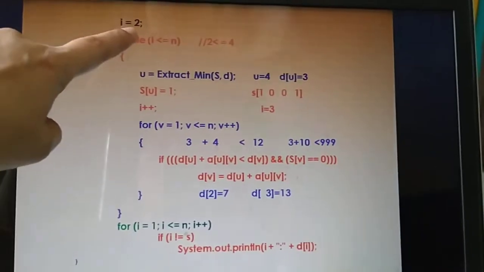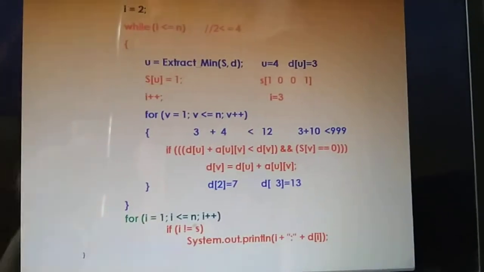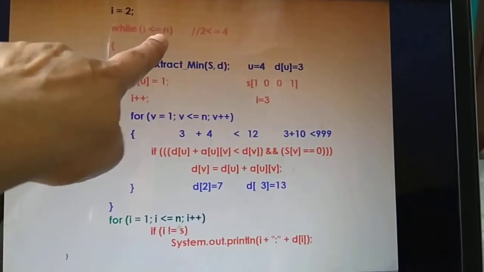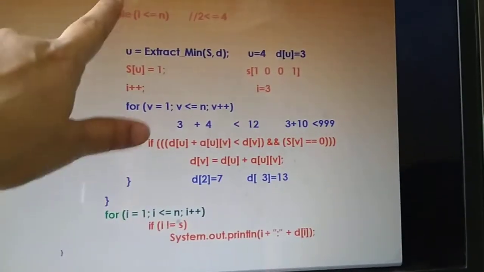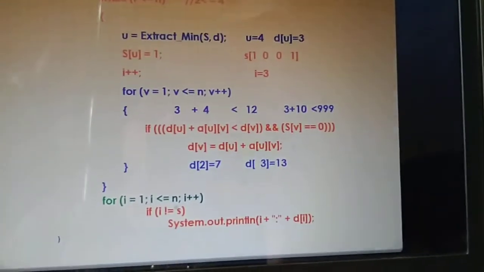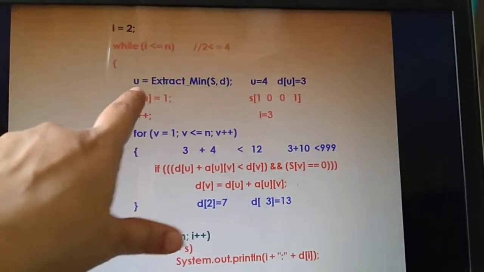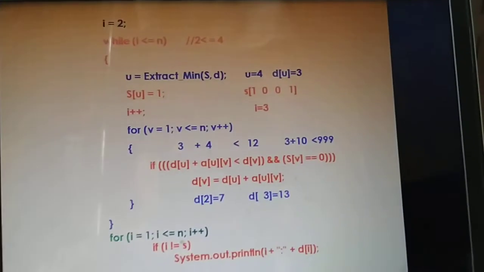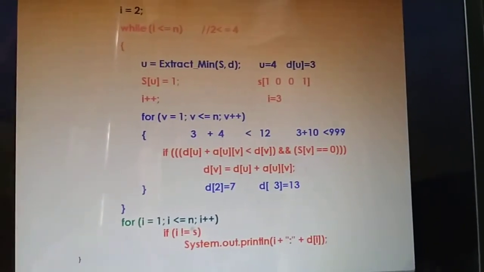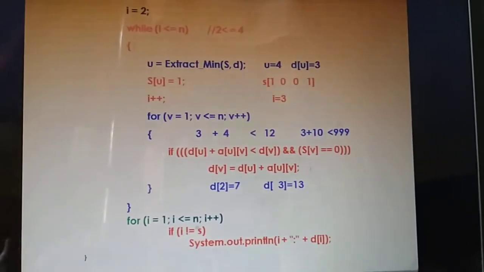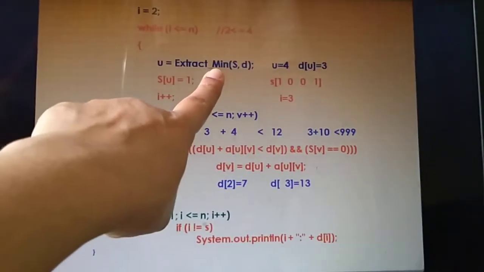Now what I have to do, I will consider i equal to 2 because one vertex we have already considered. Then i is less than or equal to n. What does n represent? The number of vertices. This while loop is used only for the number of iterations. Now u is equal to extract min. I already told you what u is: u is the vertex which is closest to the source vertex, and d of u represents its distance. So now I am calling the extract min function.